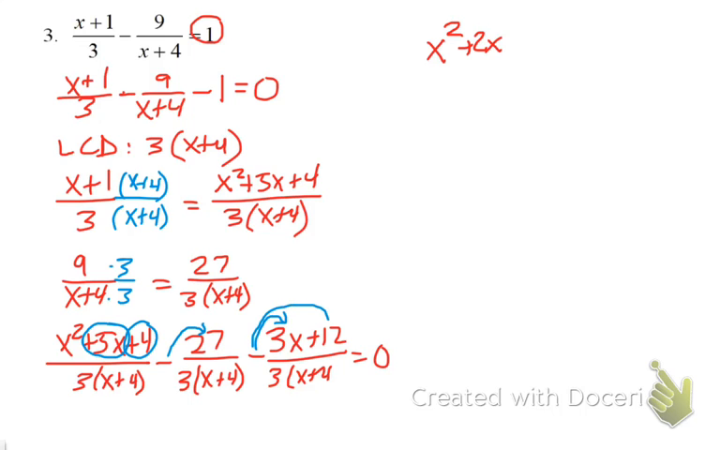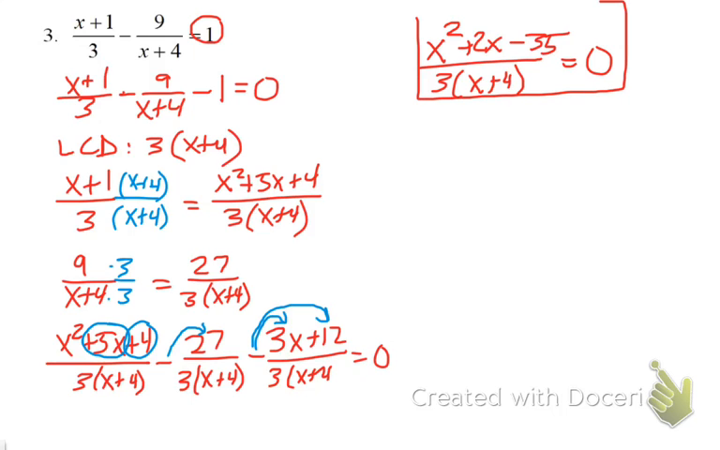And be careful here, this minus needs to be distributed to the 12. So it's actually a positive 4 minus 27 minus 12, which we end up with a negative 35. Negative 35. And all of that is still over the common denominator. Now we have this written as 1 fraction equal to 0. So we can solve our numerator, x squared plus 2x minus 35 equal to 0.